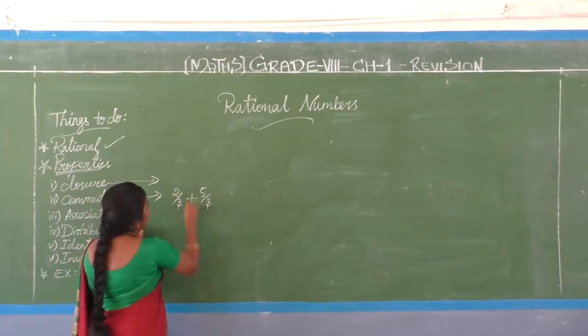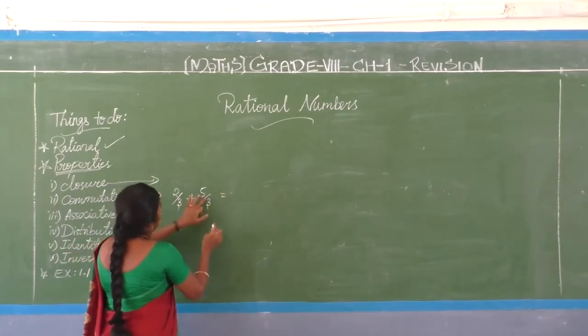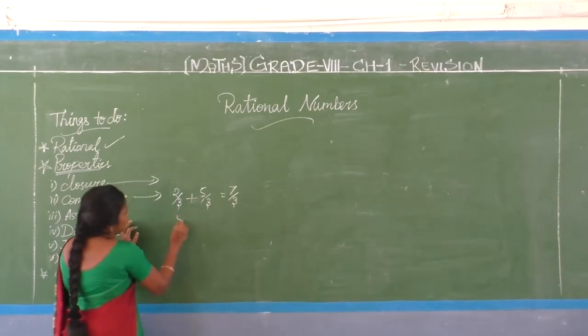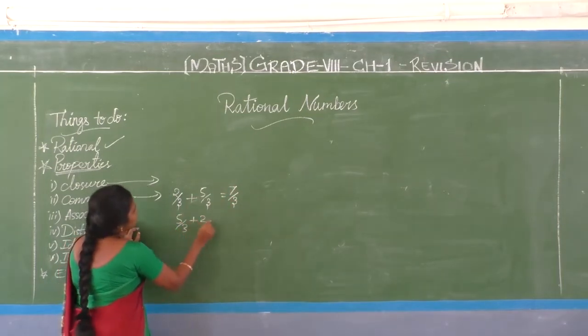So if you add, what comes? 2 by 3 plus 5 by 3. Addition of like rationals, so 7 by 3. Change the place now: 5 by 3 plus 2 by 3.